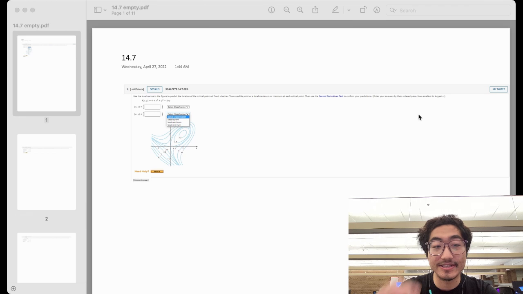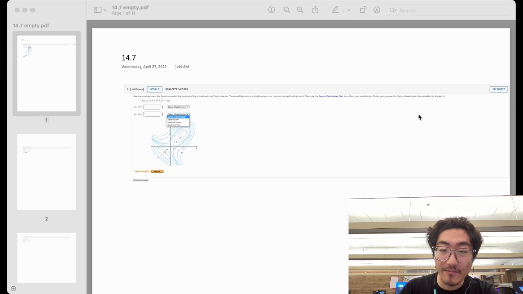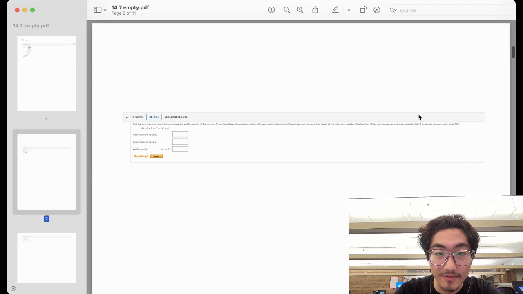Now this is going to be section 14.7, which is the toughest part of partial derivatives in Math 126. We have some applications. We learned in Math 124 to find the maximum and minimum, and now we try to apply that to multivariable calculus. So let's get started with question number 3.